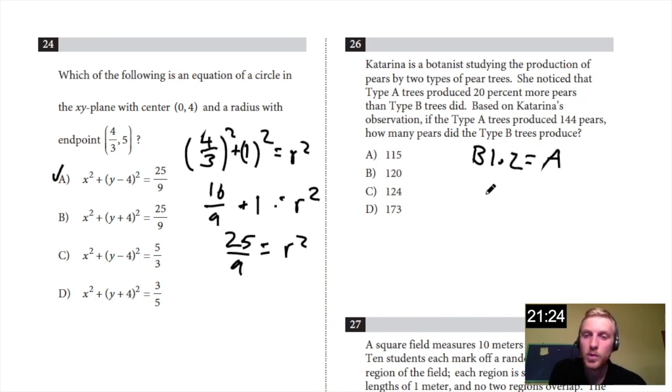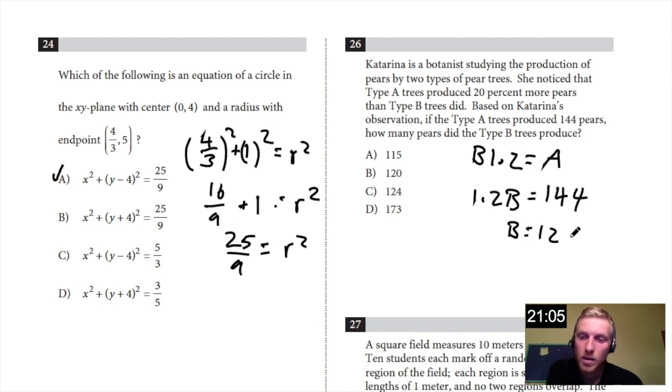And we know A produces 144, so we can say 1.2 B, substituting 144 in for A, is equal to 144. Dividing both sides by 1.2, 12 times 12 gives 144, so 1.2 times 120 should be B. Let's see, and it is. Answer B, 120.